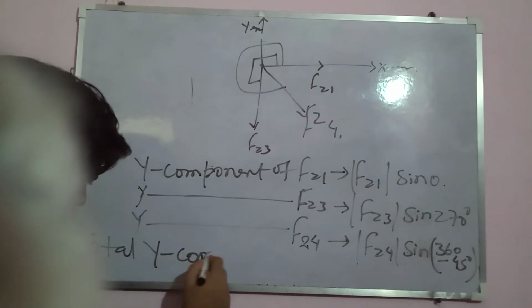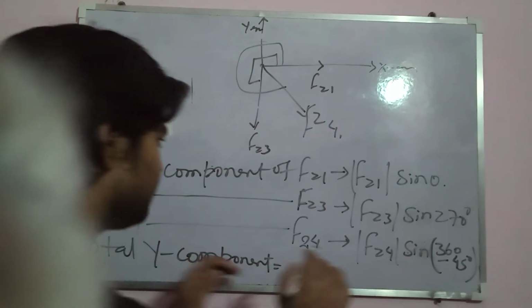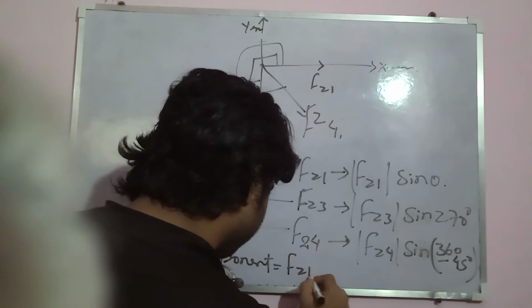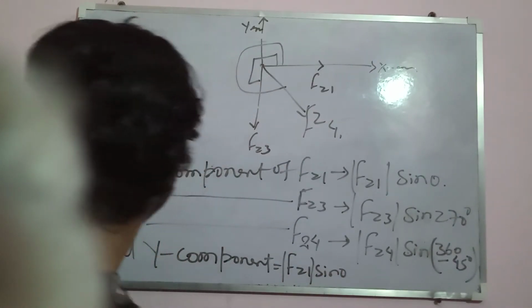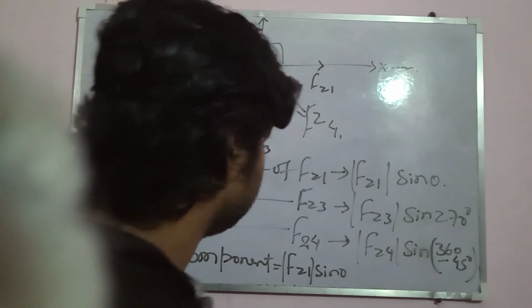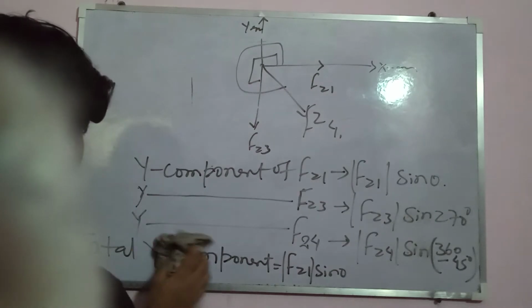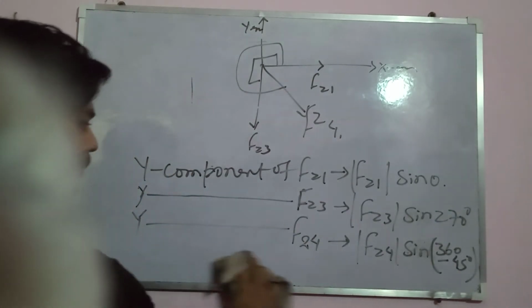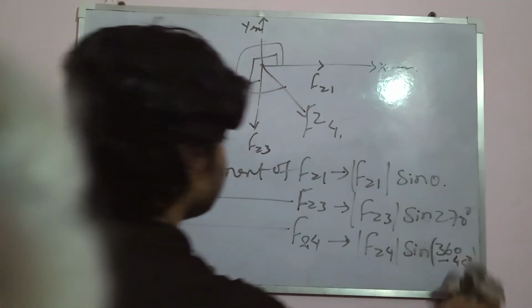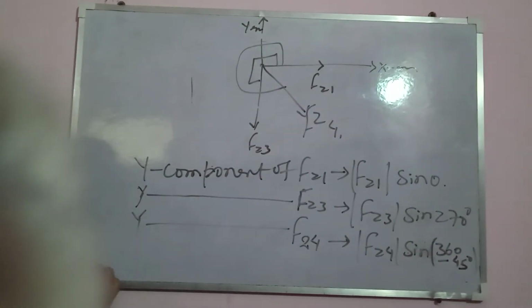Total y component is again F21 sine 0. Let me erase. Minus 45. The total y component.